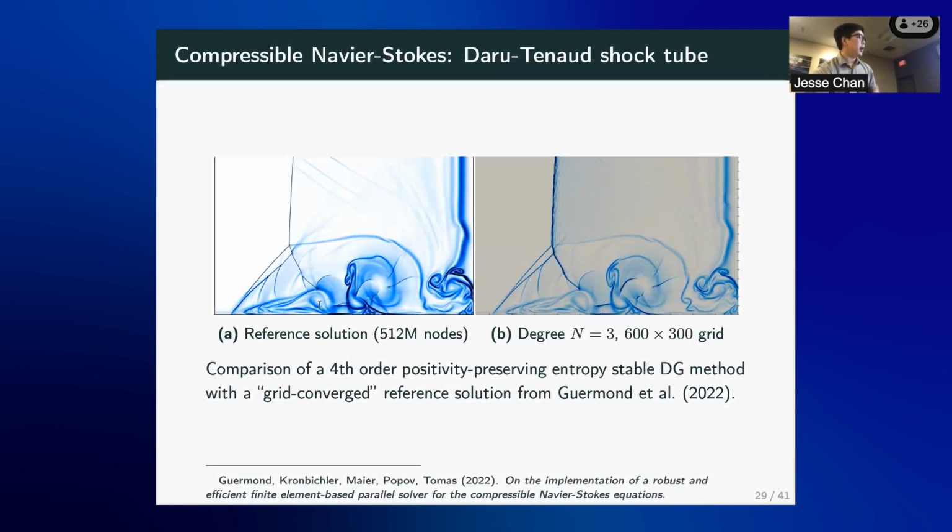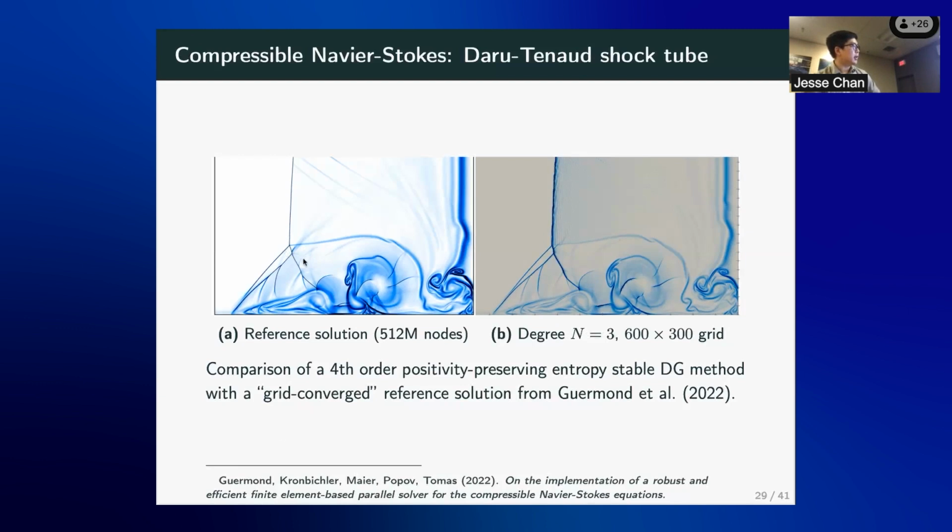This is using a second order invariant domain preserving scheme for the Navier-Stokes equations that Guermond et al. developed. And this is our entropy stable method with degree 3, 600 by 300 grid, a more under-resolved high order entropy stable approximation. This is where I believe entropy stability might come into play a little bit. Entropy stability improves robustness of your schemes, but it also tends to be important for convergence to the appropriate viscosity solution of these nonlinear conservation laws.